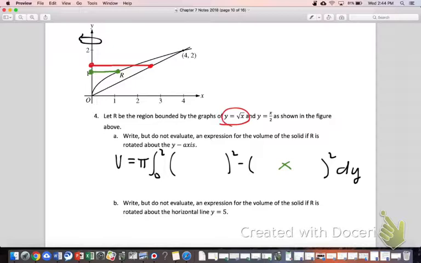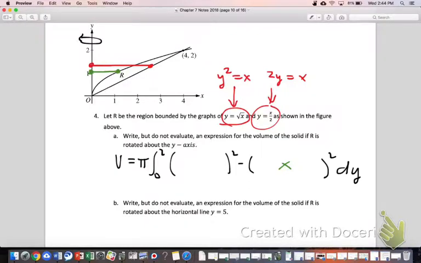Solve for x. Yeah, we're going to have to solve for x on both of these. So this one right here would be y squared is equal to x. This one over here would be 2y equals x. We just got to figure out which one goes where. Which one is the bigger radius, the curve or the line?